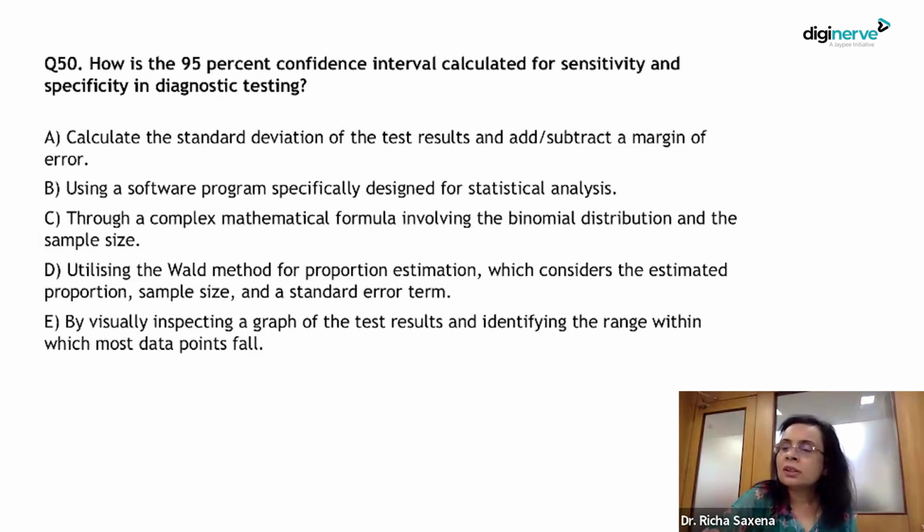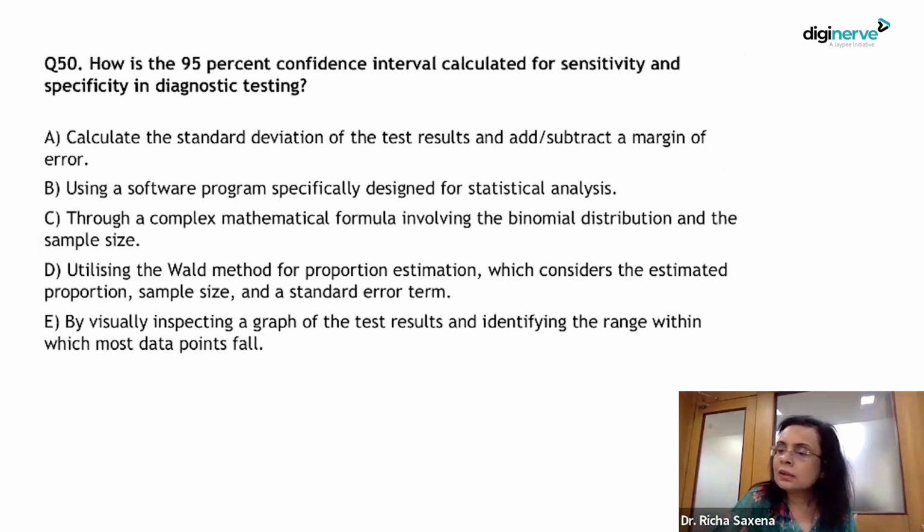Next question, which is how is 95% confidence interval calculated for sensitivity and specificity in diagnostic testing? So how do you calculate a confidence interval? So what is the formula for calculating confidence interval? It is mean plus or minus Z value into standard error of mean.